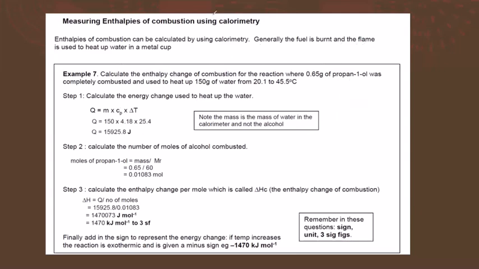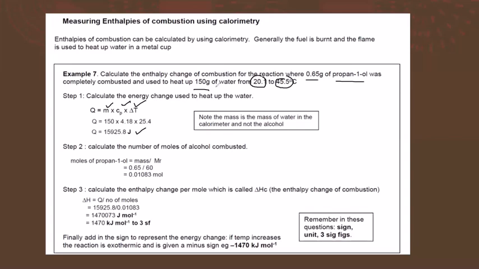Calculate the enthalpy change for a reaction in which 0.65 grams of propan-1-ol is completely burned and used to heat up 150 grams of water from 20.1 degrees centigrade to 45.1. So we have the mass of the water, that's 150. We have the specific heat constant 4.18, and delta T is the change in temperature, which is 45.1 minus 20.1. We'll get the energy.